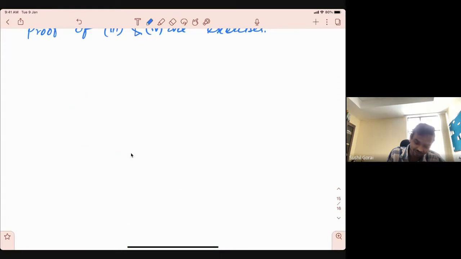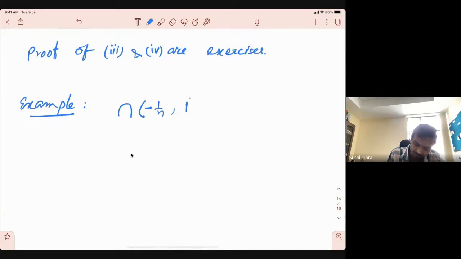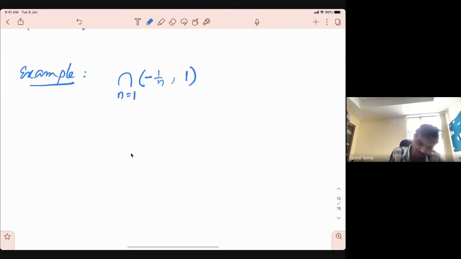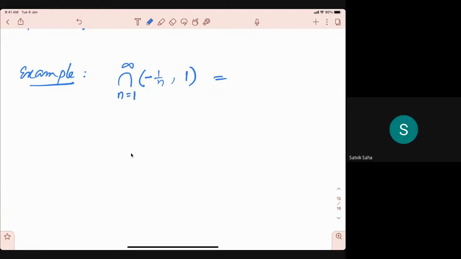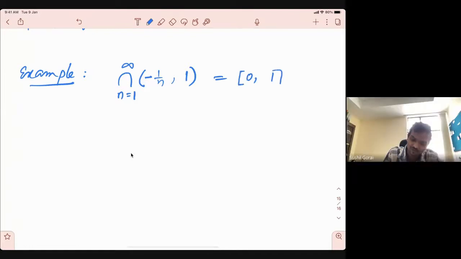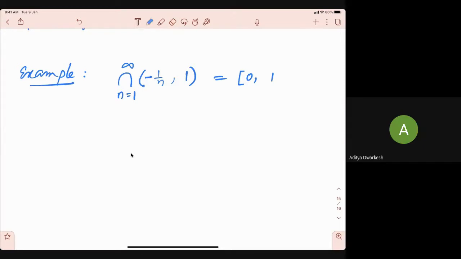Infinite intersection. So let me give an example. If you want infinite intersection of open sets, for example, consider the intersection of minus 1 over n to 1 over n, from 1 to infinity. So what is it? It's closed 0, right? Yeah. Is it correct?